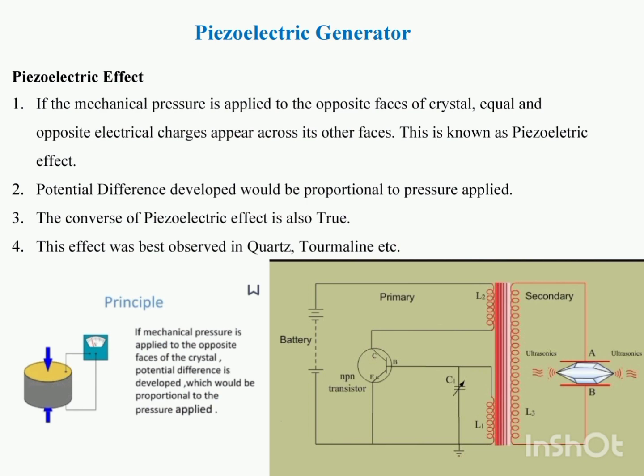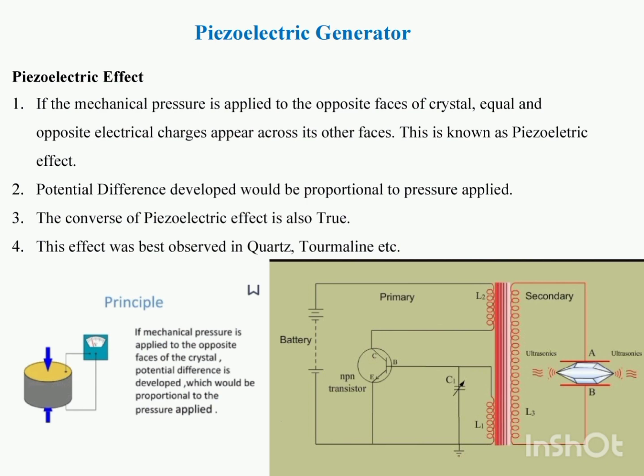The coil L2 is inductively coupled to the secondary circuit, which comprises the coil L3 and two metal plates A and B. This is shown in the figure. The crystal is kept in between the plates A and B for the production of ultrasonics.